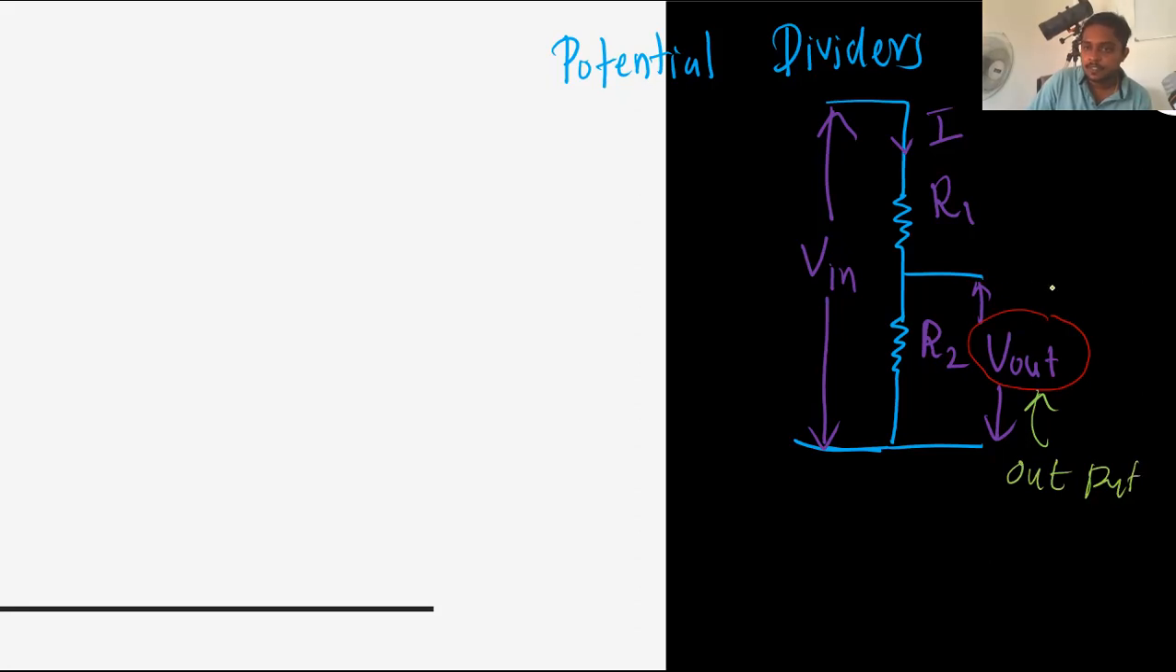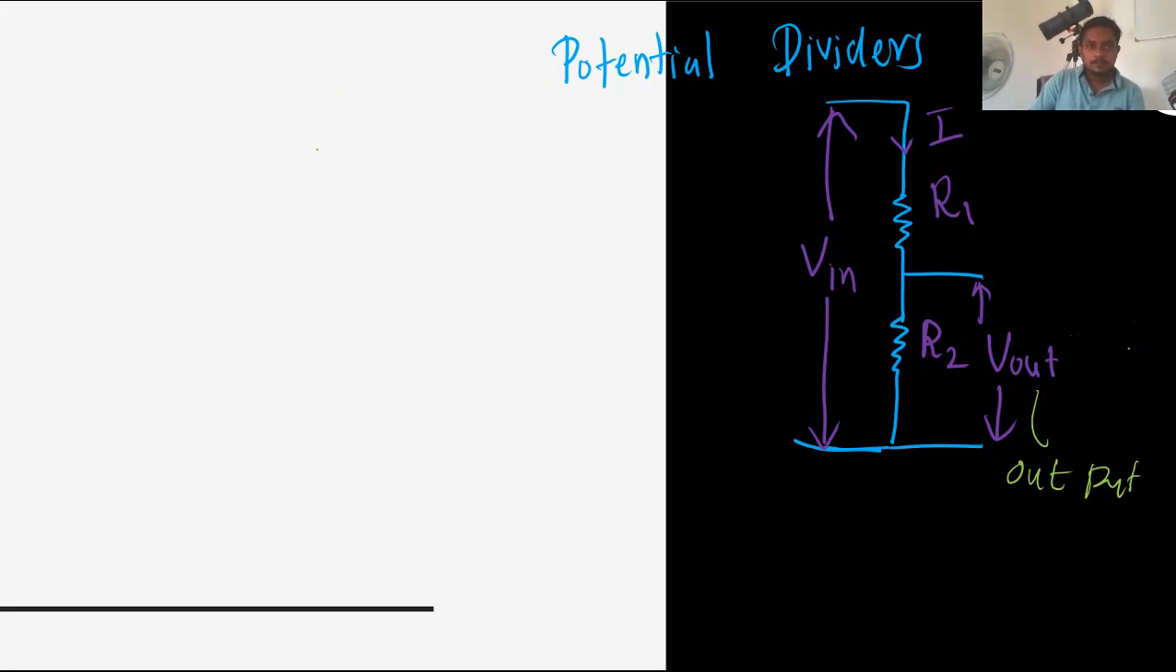Using this, we can light up a bulb, or we can use it for a buzzer. A lot of things we can use this for, but we don't need to consider those parts. We just have to think about the output voltage. So how are we going to find the output voltage?